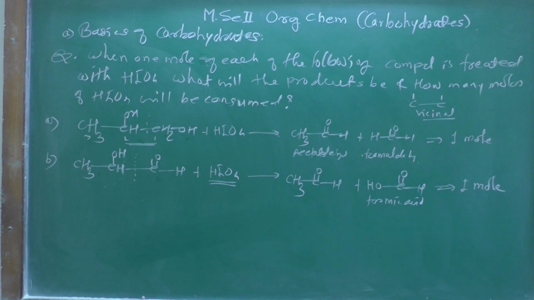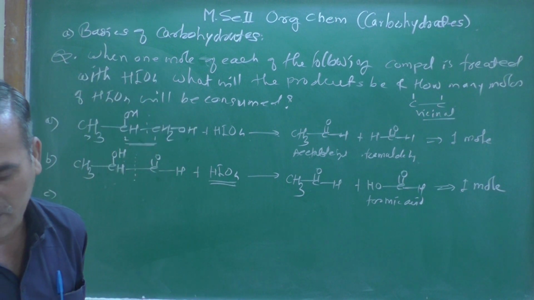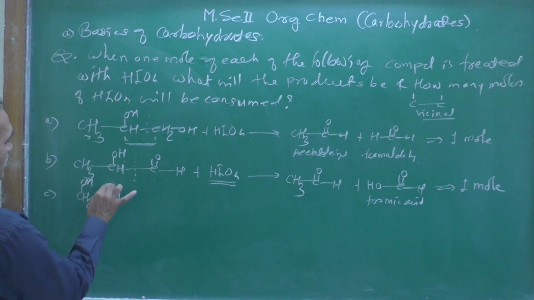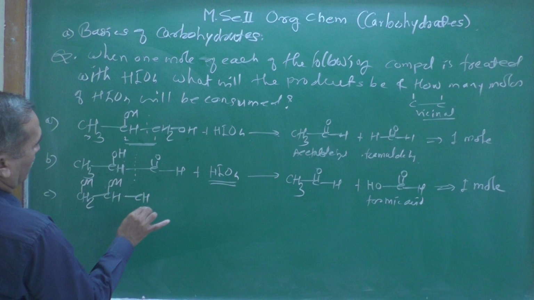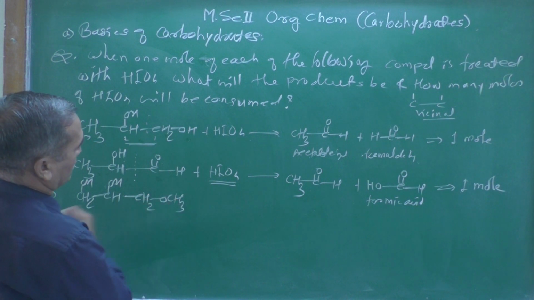So that type of position is called vicinal. Now let me take one more example. What is the structure? It is written like this: CH2OH, then CHOH, then another one CH2O and CH3.